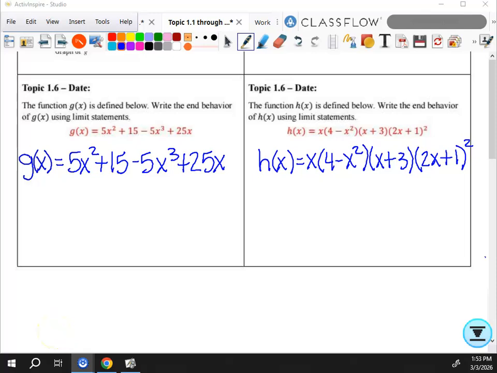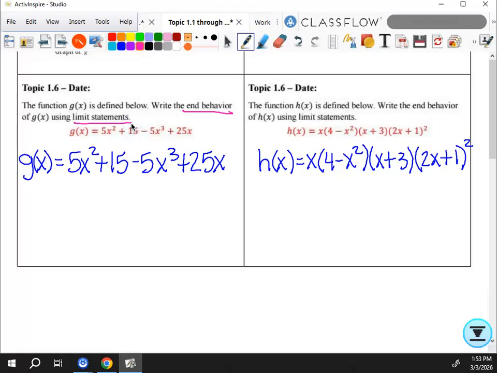Let's go over this warm-up. Okay, so this says the function g of x is defined below, write the end behavior using limit statements. So this is a polynomial.